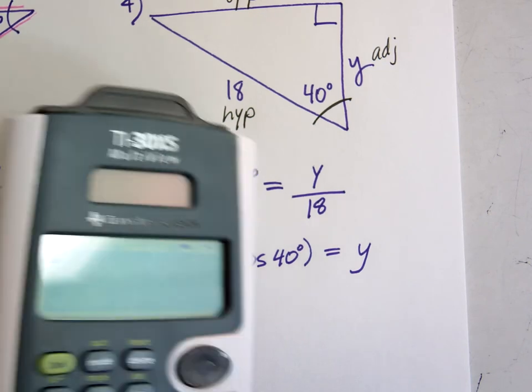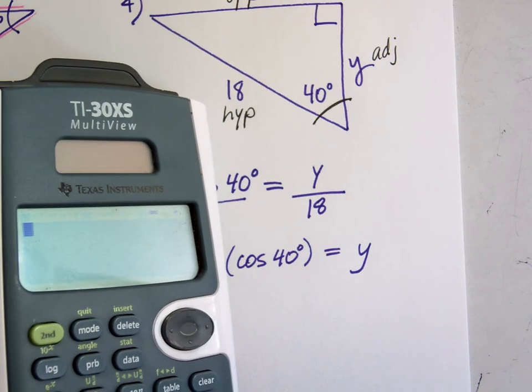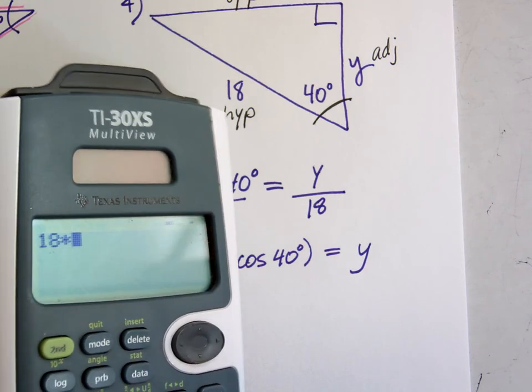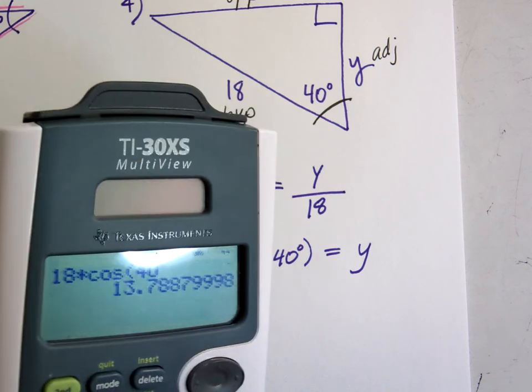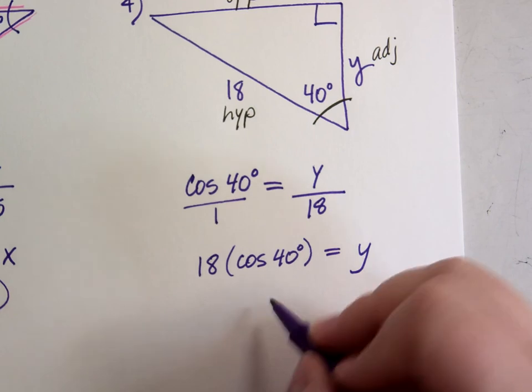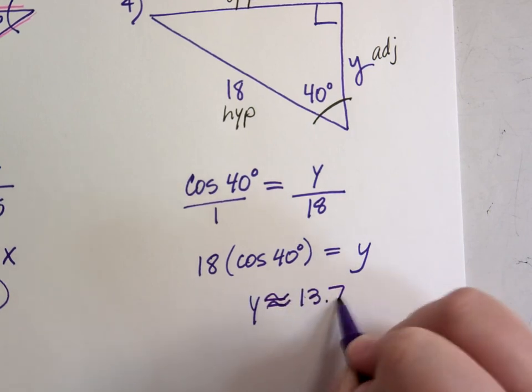I'm ready to put 18 times cosine 40 in my calculator, and I get 13.79. So y is approximately equal to 13.79.